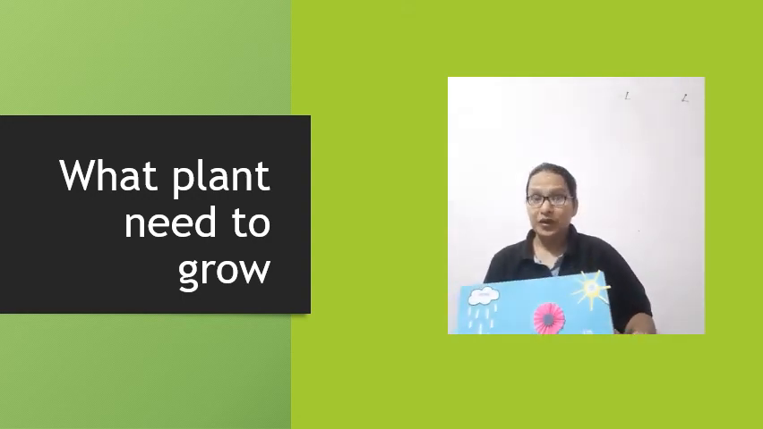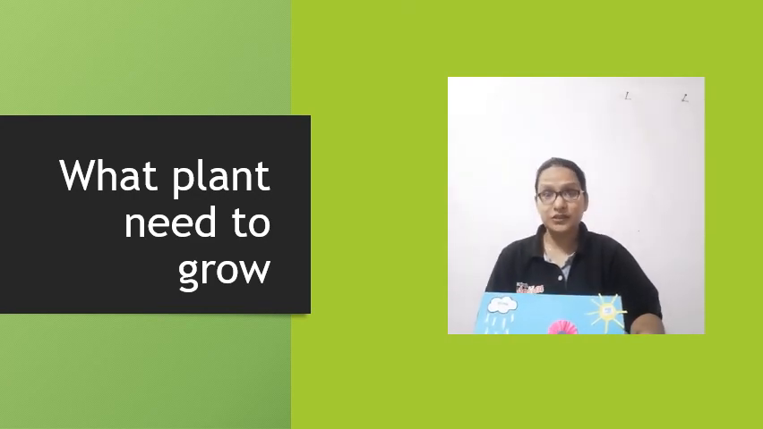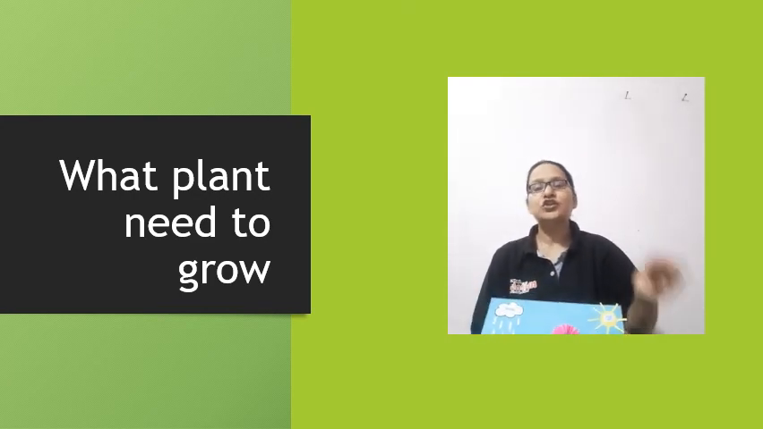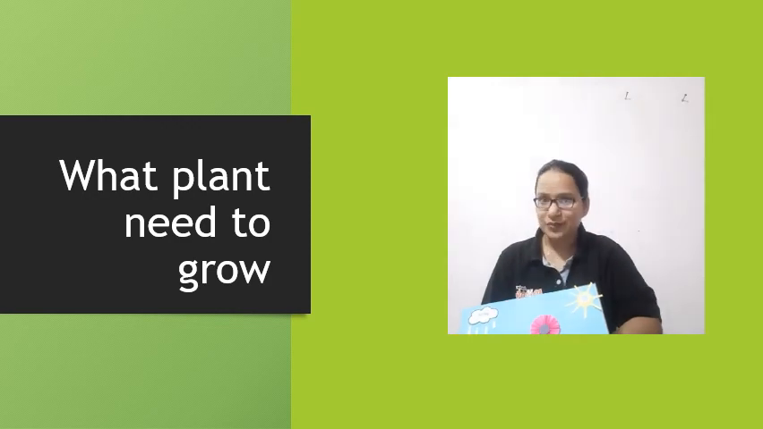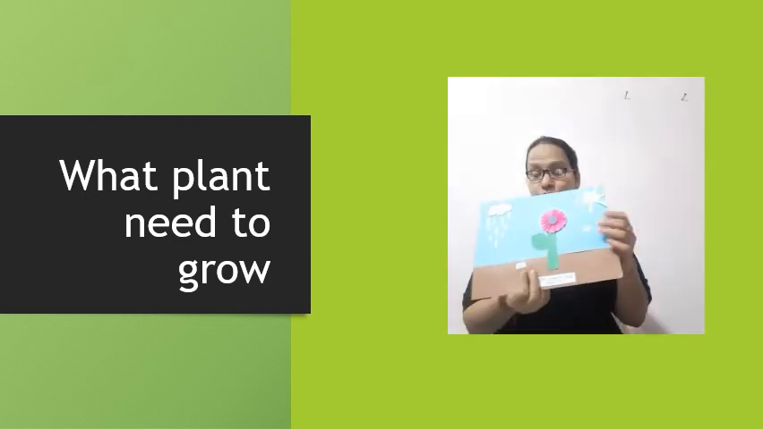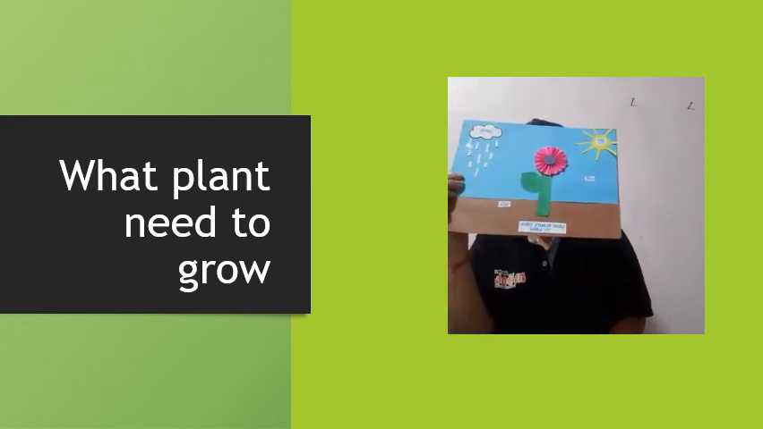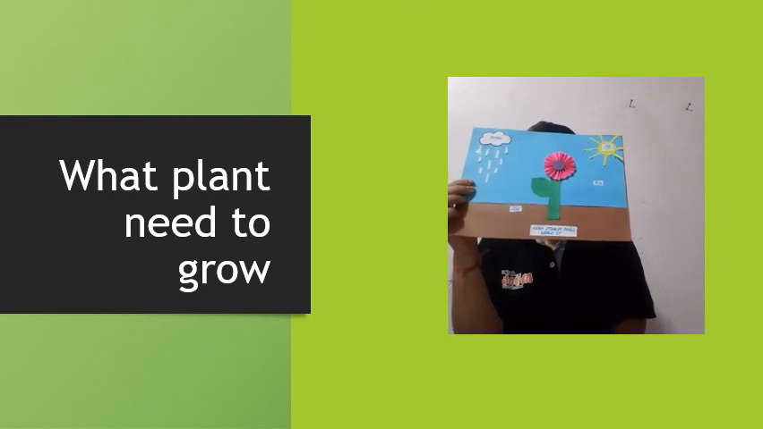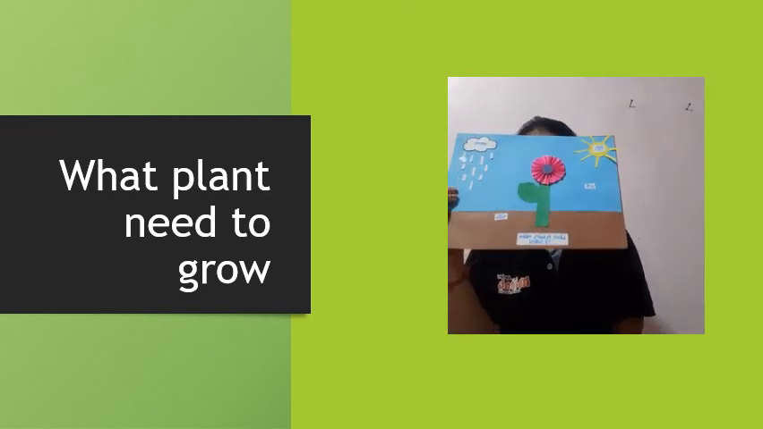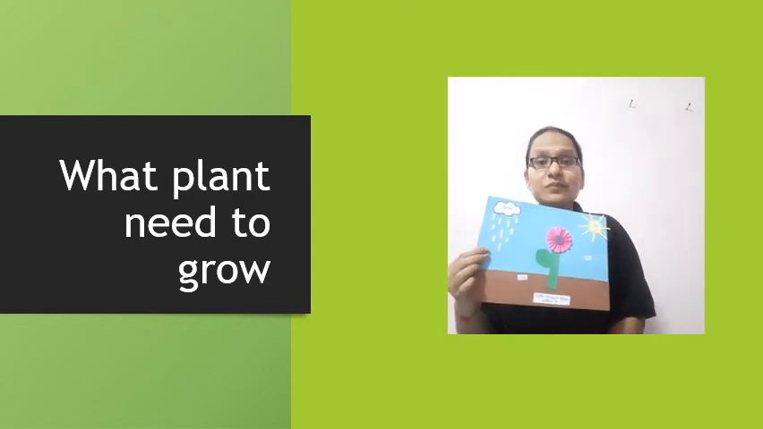Children, when we sow a seed, it cannot grow on its own. It needs three things to grow. Now, we are going to see them one by one. How many things, children? Three.